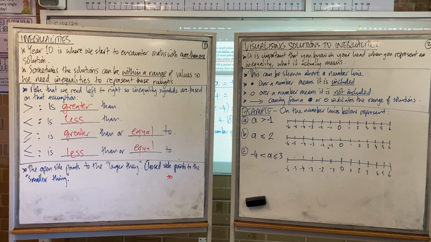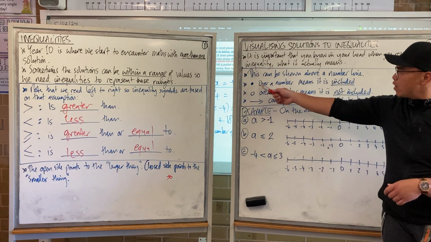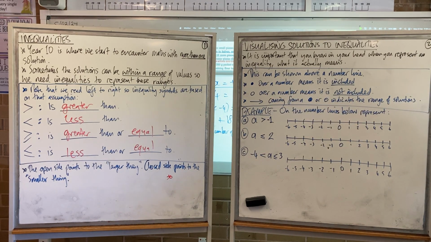This is what you're doing today, so you can finish off the algebra from last lesson and the couple of questions on this. You need to know in your head what these inequalities are talking about. It's important you know how to represent what an inequality actually means. This can be shown above a number line, like we've got up there. A little dot over a number means that number is included. A circle over a number means it's not included in the range of answers. And a little arrow and a line coming from either the dot or the circle indicates the range of possible solutions. Because we're not talking about only one answer, we're talking about a whole range. That range could go to infinity.